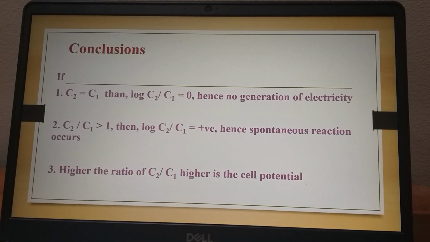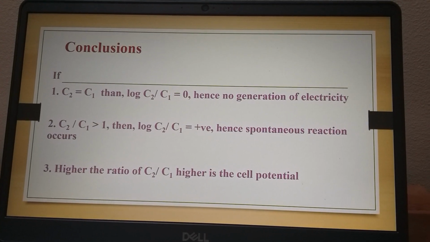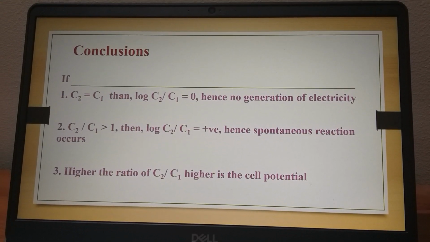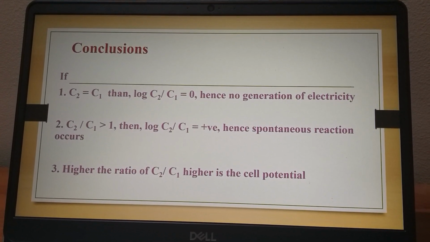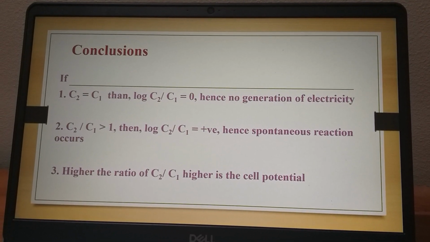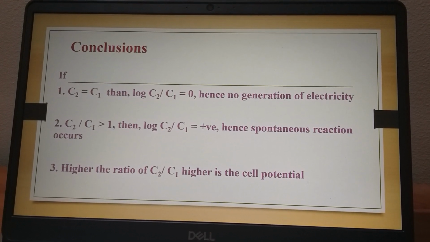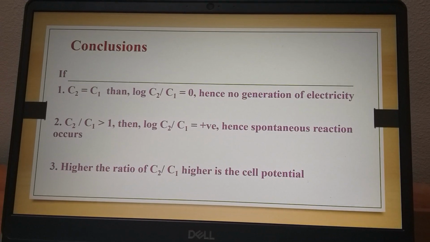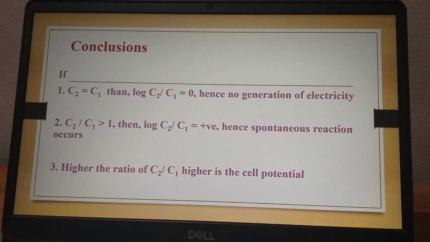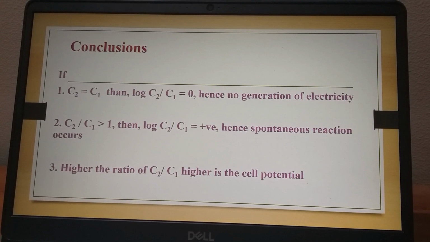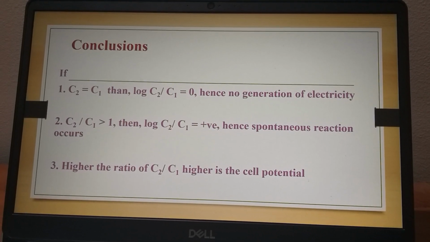The significance of the concentration cell is this: in nature, it is the concentration cells that develop on surfaces and lead to corrosion. Therefore, concentration cells should be understood and studied in detail.